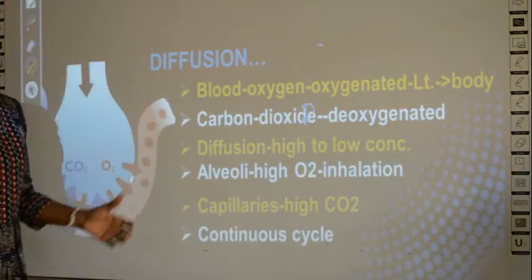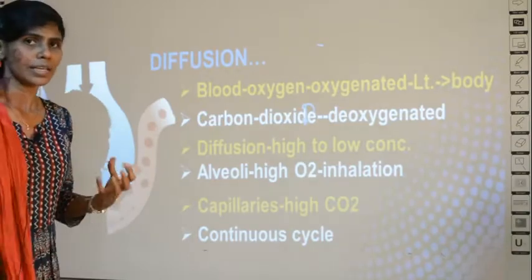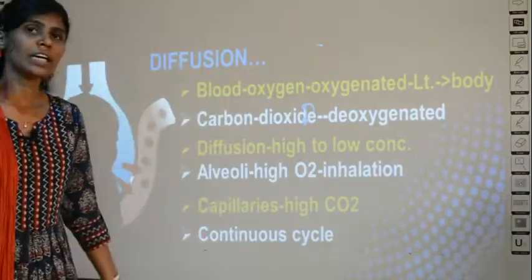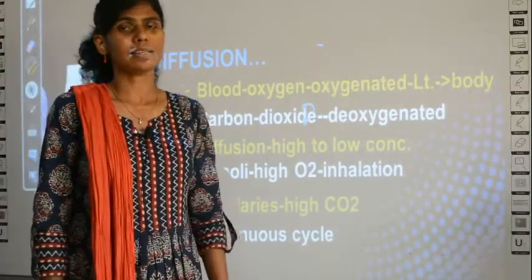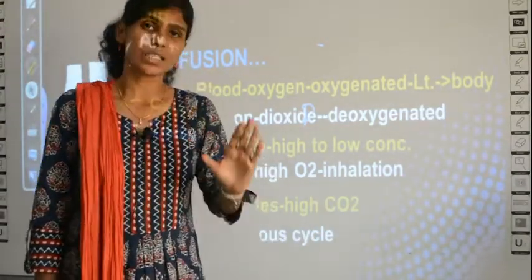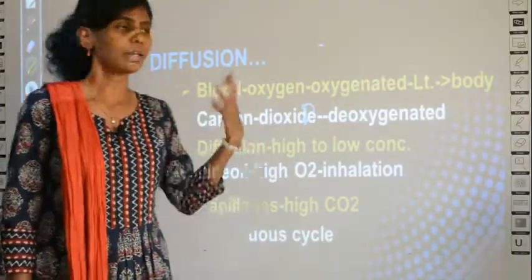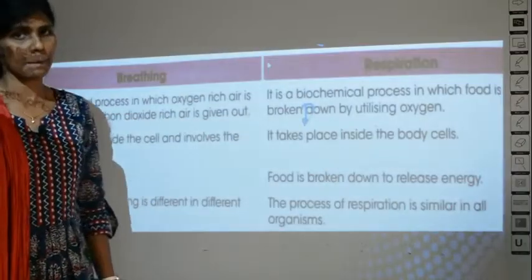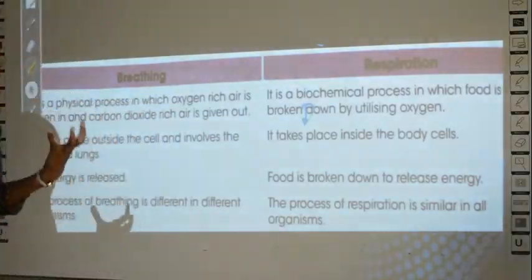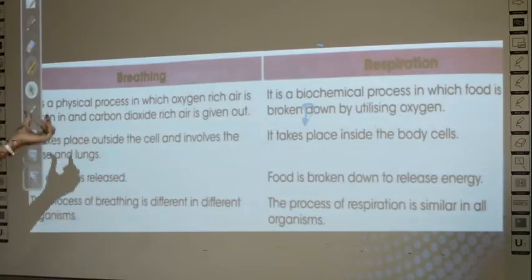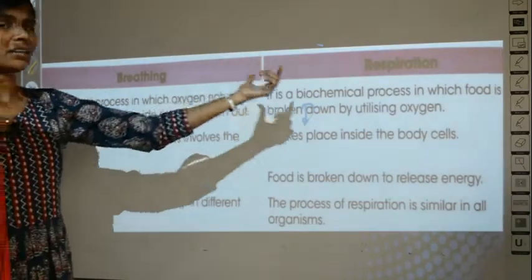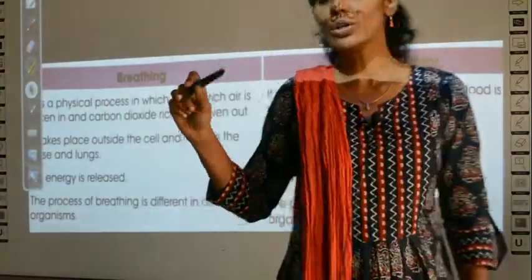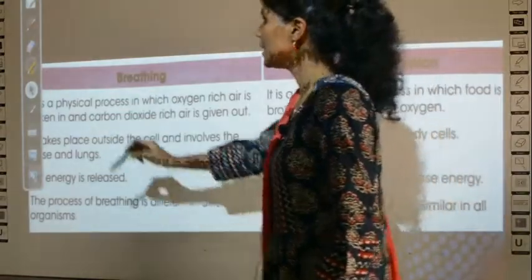And this is going to be a continuous cycle. It doesn't stop because continuously we are breathing. So the process is also going to be a continuous cycle. This will never end until our last breath. We will be doing the same, and the process of diffusion will be continuing between the alveoli and the capillaries. So next we are going to learn about the differences between breathing and respiration. What are we going to learn? We are going to learn about the differences between breathing and respiration.